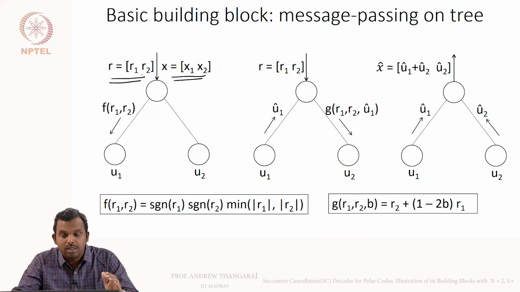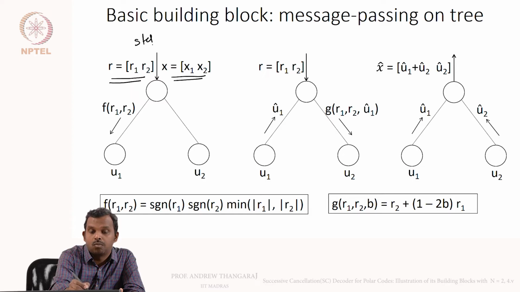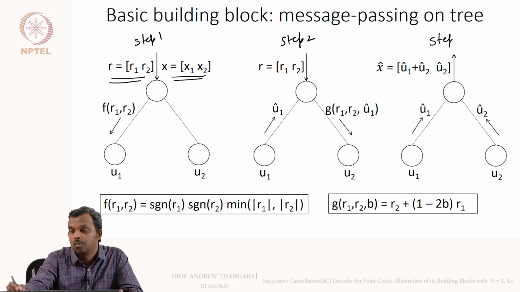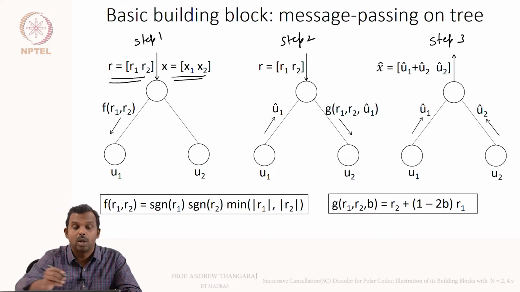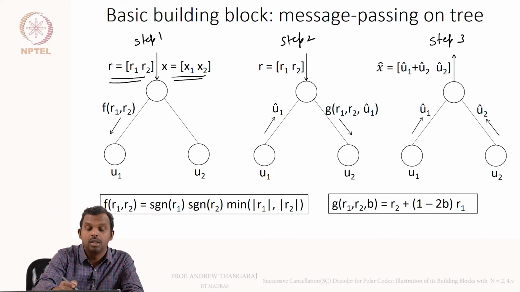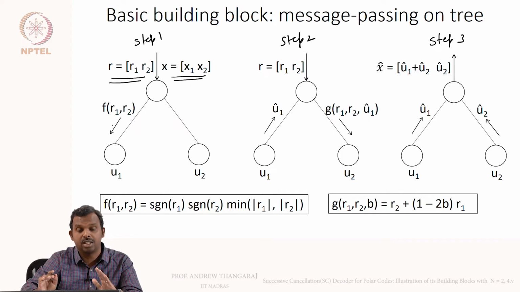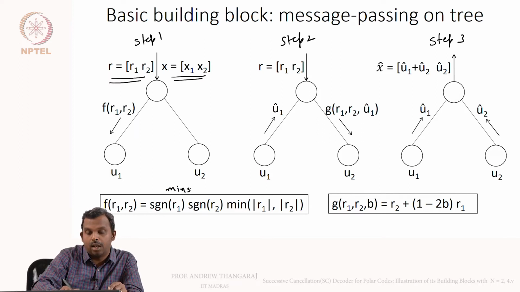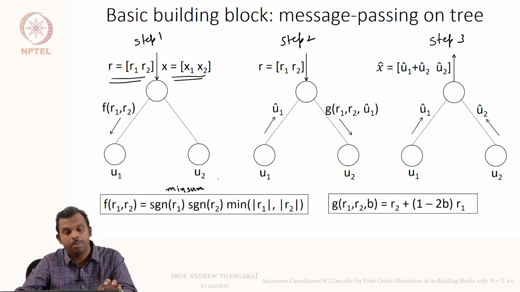So what is the first step? This is step 1, step 2, step 3. You have R1, R2, the beliefs for x1 and x2. You send f of R1, R2 from the root node to the leaf node on the left. This direction, whether it's left or right, is very important. Left comes first. You always go left and below first, so that's the rule to remember. And this is the min sum function f of R1, R2. You compute that and send it out.